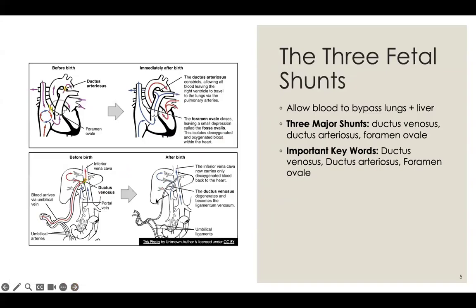The three fetal shunts. The fetal heart has three major shunts that will reroute blood to bypass or avoid any non-functional organs. The foramen ovale lets blood move from the right atrium into the left atrium, avoiding the lungs. The ductus arteriosus connects the pulmonary trunk to the aorta, which allows the blood to avoid the lungs. And lastly, the ductus venosus connects the umbilical vein to the inferior vena cava, allowing oxygenated blood to bypass the liver. This is really important for working fetal circulation.